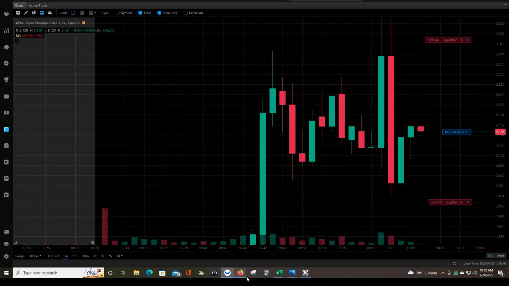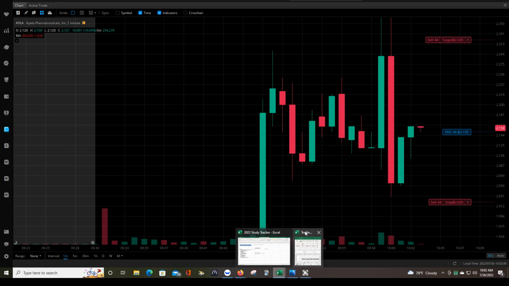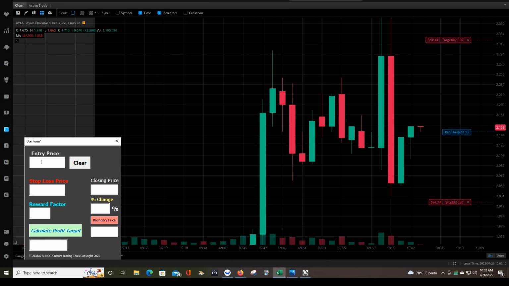Now this is not a good habit to get into, doing a 1-to-1 trade, but again, just for the sake of testing it, we're going to do that. So let's use the calculator to come up with the exact price target.